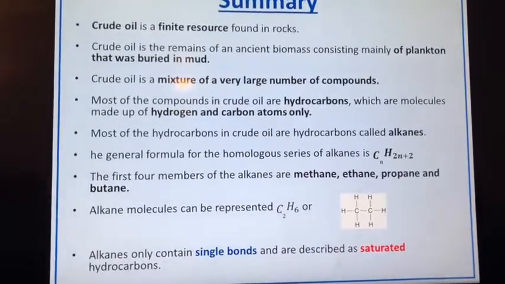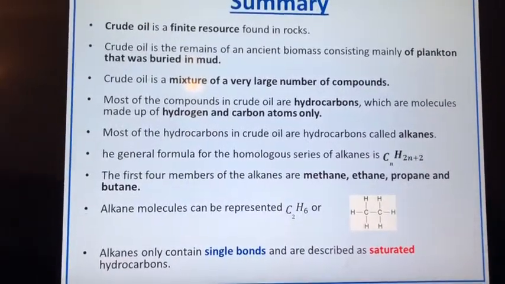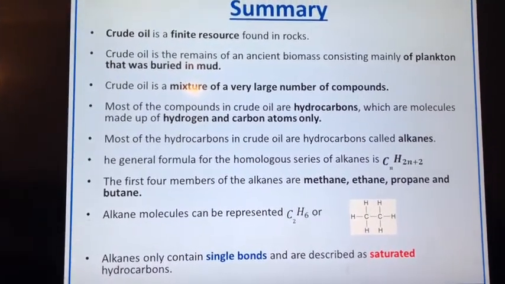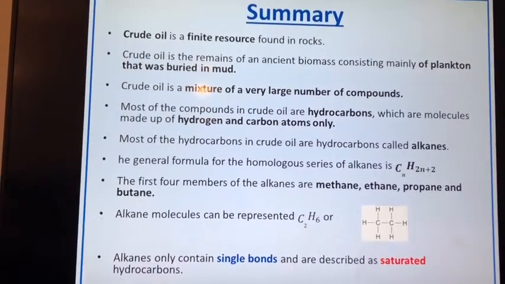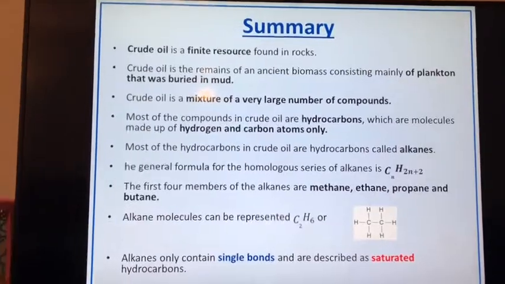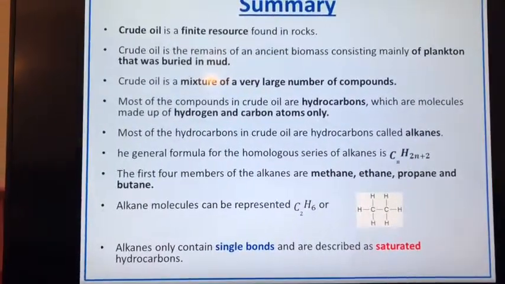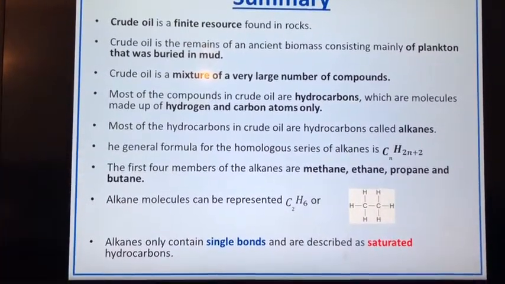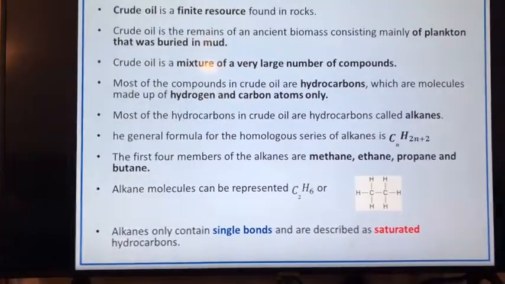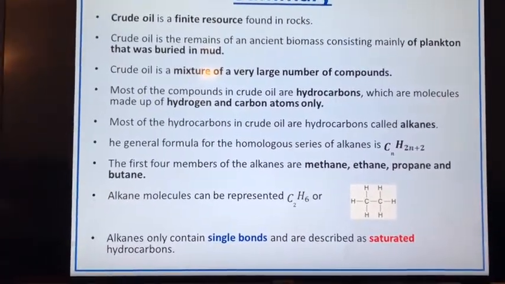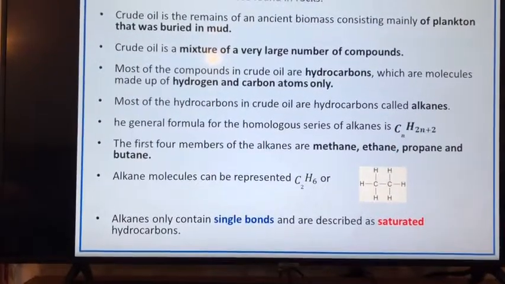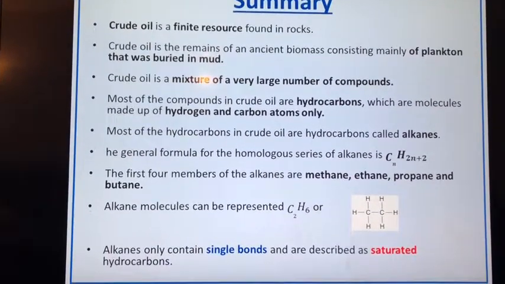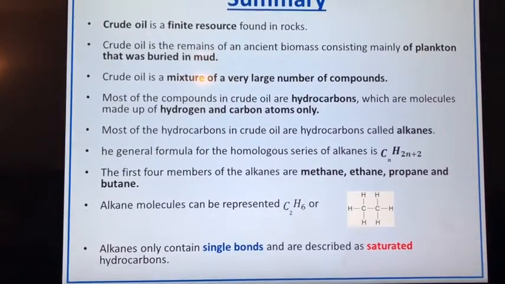So in summary, crude oil is a finite resource. It is non-renewable, and you find it by drilling down under the seabed using oil rigs. It is made from ancient biomass that was made of plankton that was buried with sediment over millions of years. Crude oil is a mixture of many compounds, most of which are hydrocarbons. The definition of hydrocarbons is something that's made up of hydrogen and carbon atoms only. And you've got to have that word only in there to get the mark. Most of the hydrocarbons in crude oil are saturated, so they are alkanes.